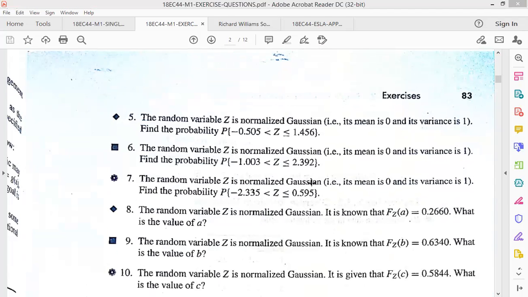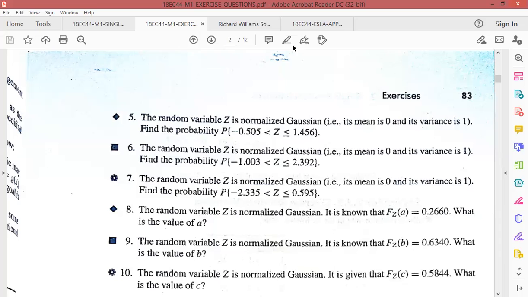The random variable z is normalized Gaussian. That is, its mean is 0 and variance is 1. So whenever we say normalized Gaussian function, it is assumed that its mean is 0 and its variance is 1. Find the probability p of minus 0.505 less than z less than or equal to 1.456.